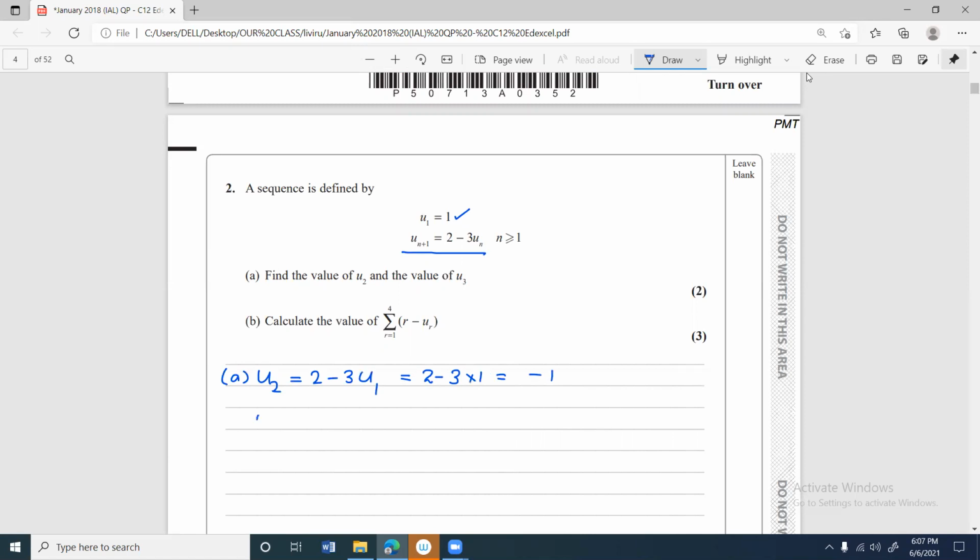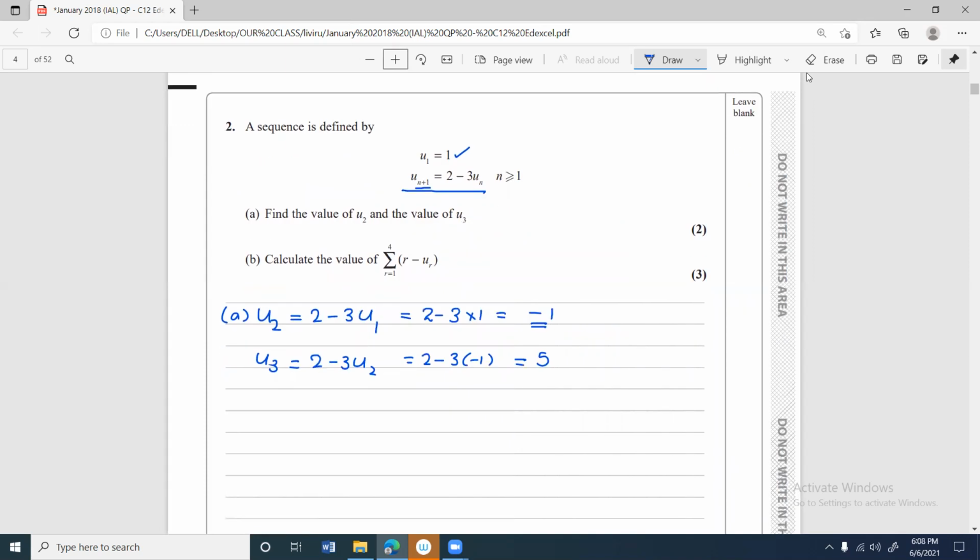Then u3. Now if n plus 1 is 3, n becomes 2, therefore you can write 2 minus 3 u2. It turns out to be 2 minus 3 times minus 1, because you know u2 is minus 1, it's already found from here. Then it turns out to be 2 plus 3, which is 5. Right. That's the answer for them. So you can find the answer with that.